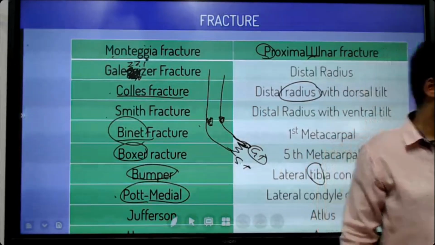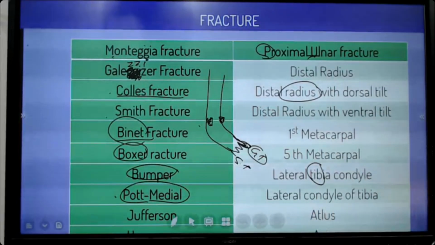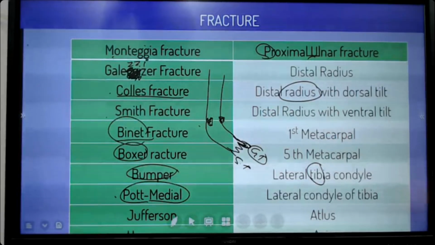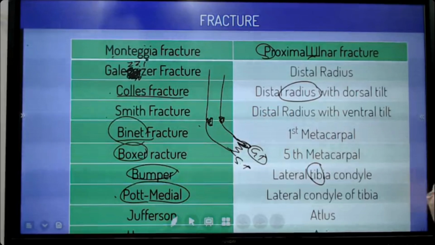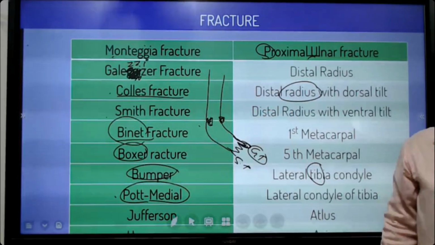Medial condyle fracture. Medial condyle fracture is sports fracture. So keep in mind PM. What is that? PM, not Prime Minister. Sports fracture, medial condyle. Lateral condyle is the bumper fracture. Medial condyle fracture.